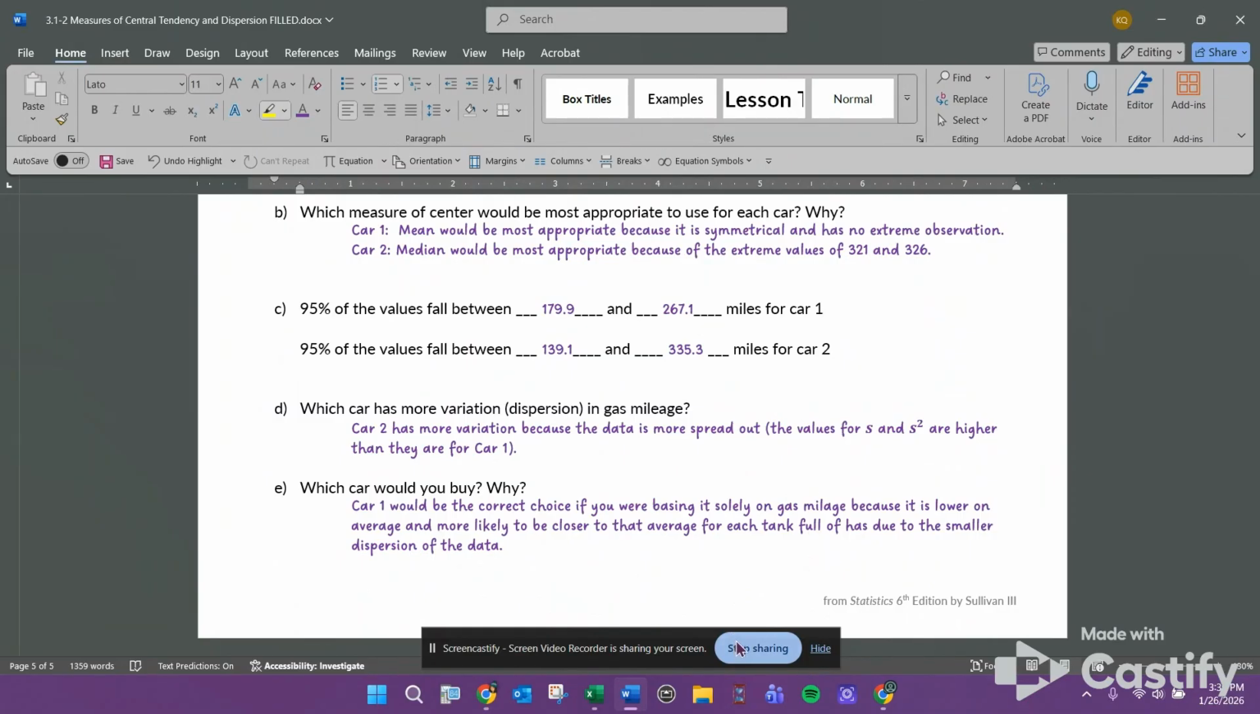Hopefully you got a little bit of the skills for central tendency and spread. We're going to talk about these things again next time when we look at grouped data for central tendency and dispersion.